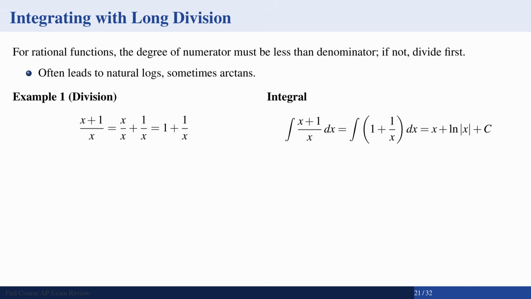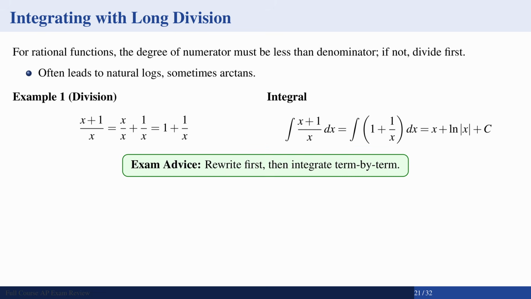So our original integral becomes the integral of 1 plus 1 over x. When you integrate 1, you get x. When you integrate 1 over x, you get natural log absolute value of x plus c. So rewrite it and then just integrate term by term. And just be aware, you're probably going to get a natural log in this process. You might get an arctan.